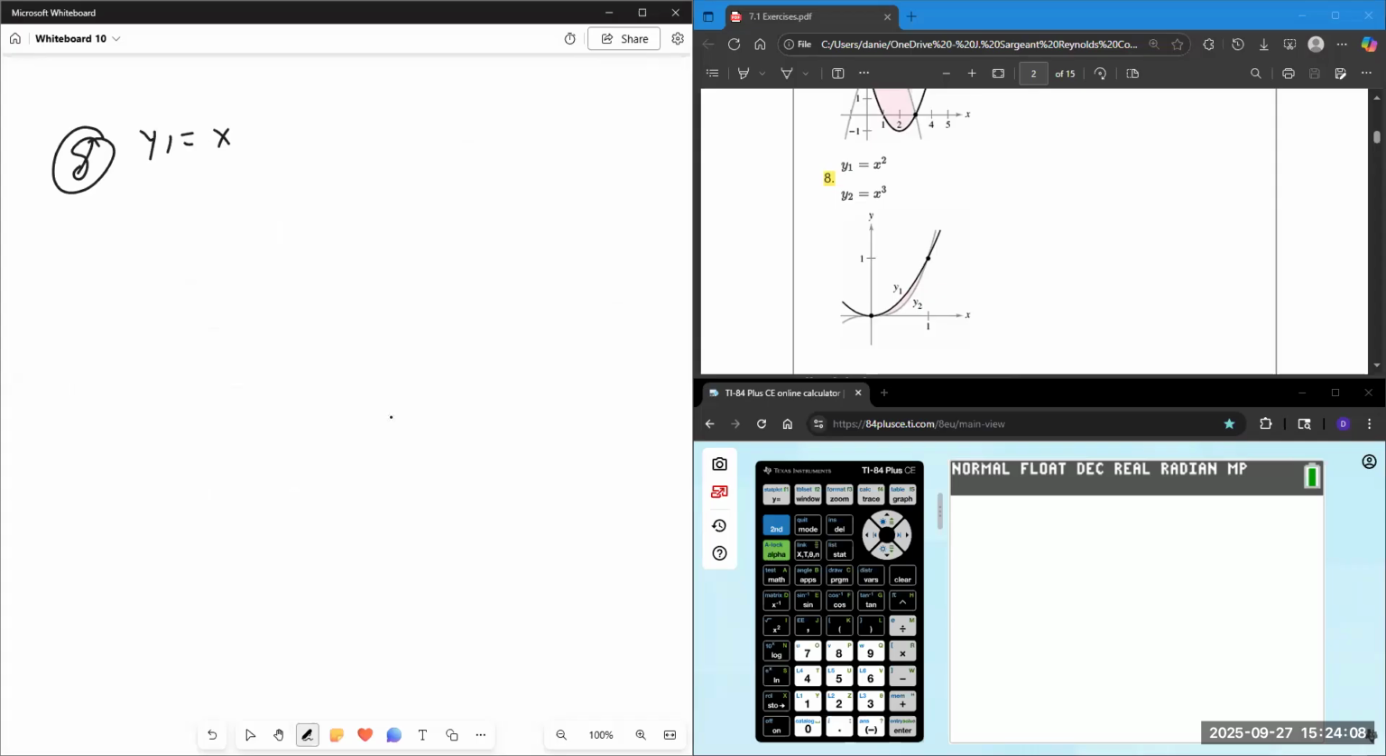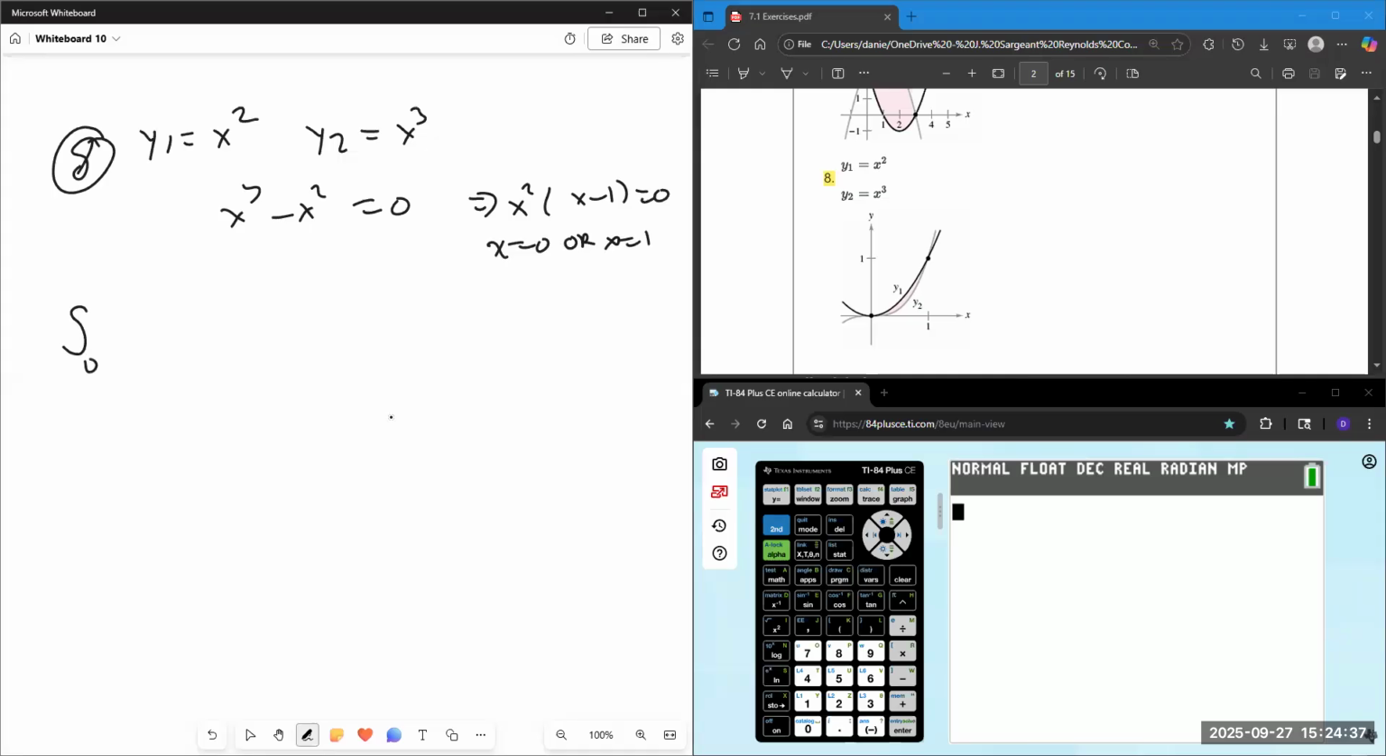y1 is x² and y2 is x³. And when I set them equal to each other, x² minus x³. Actually, I want it the other way. x³ minus x² is equal to 0. So that turns into x² times x minus 1 equals 0. x equals 0, or x is equal to 1.